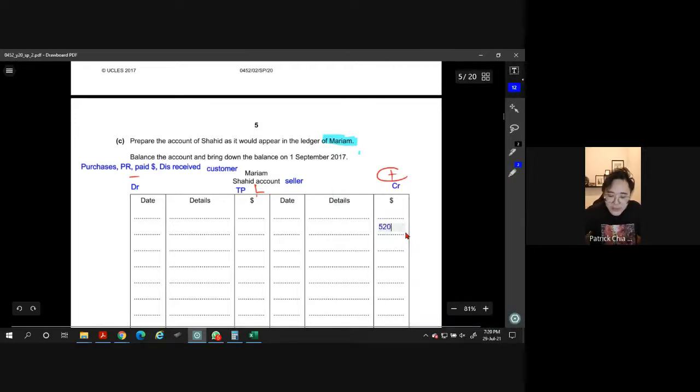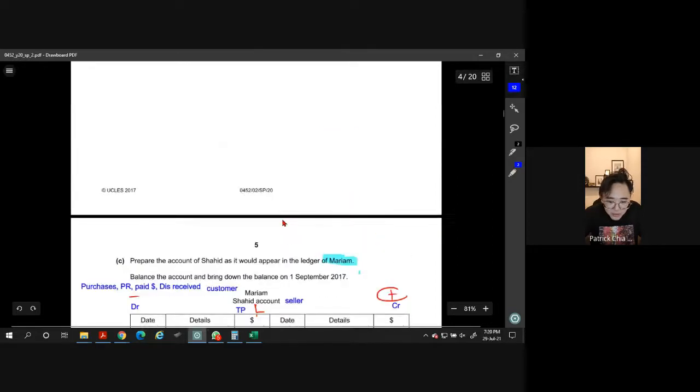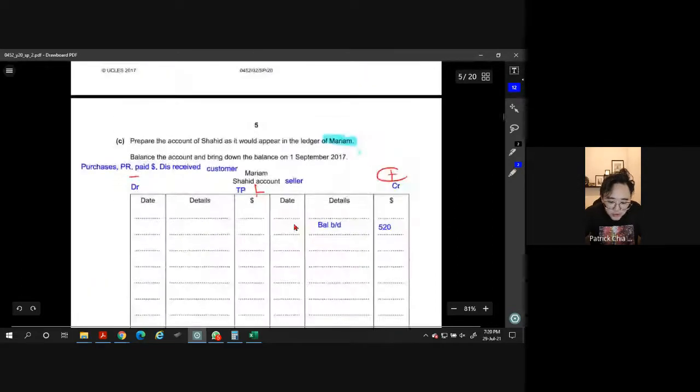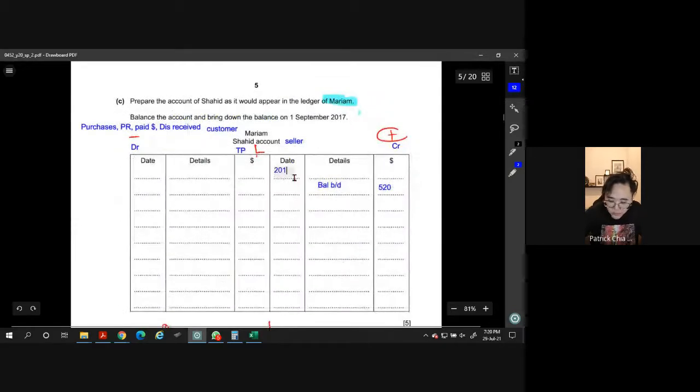520 here, then the details: balance BD. Because right now we are Mariam, we owe Shahid. We owe the seller, so it goes on the right-hand side. This is on the balance account. What's the date? On 1st August 2017. This is August 1st.